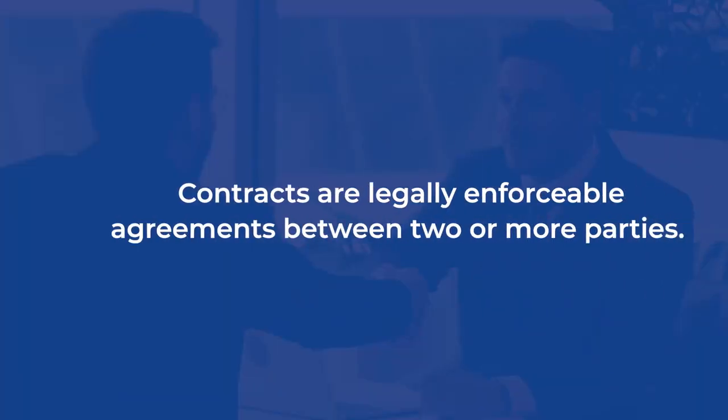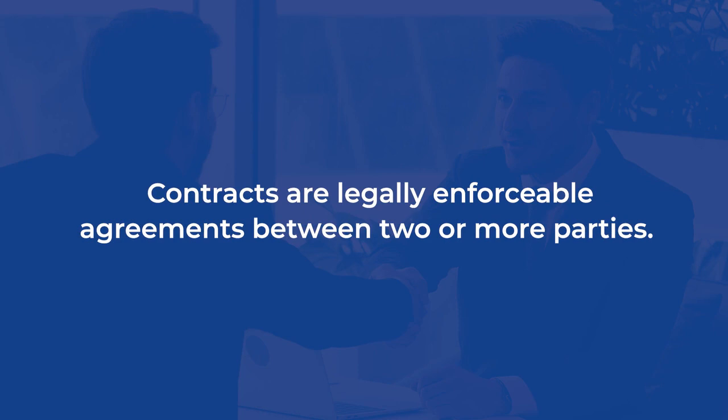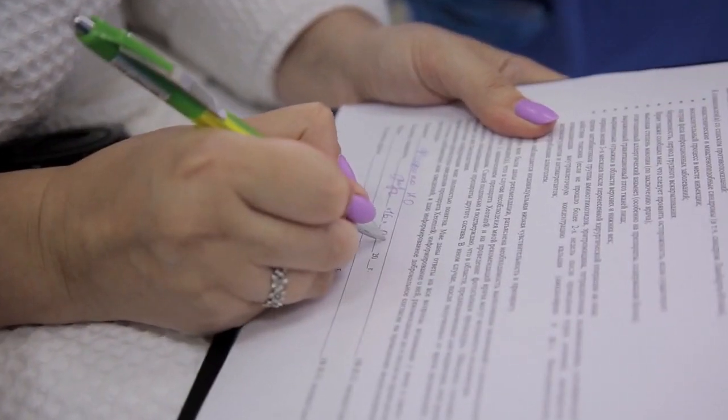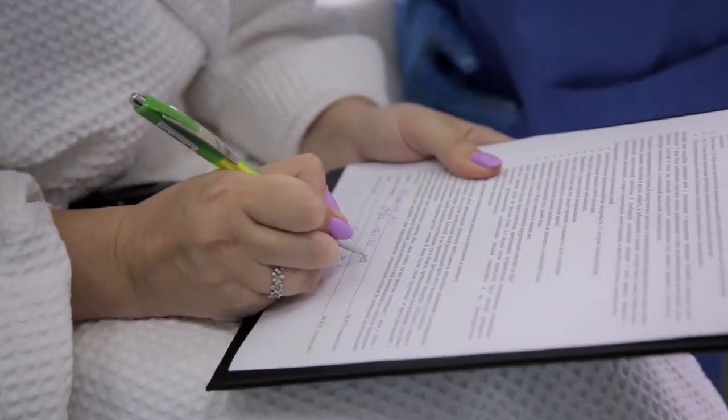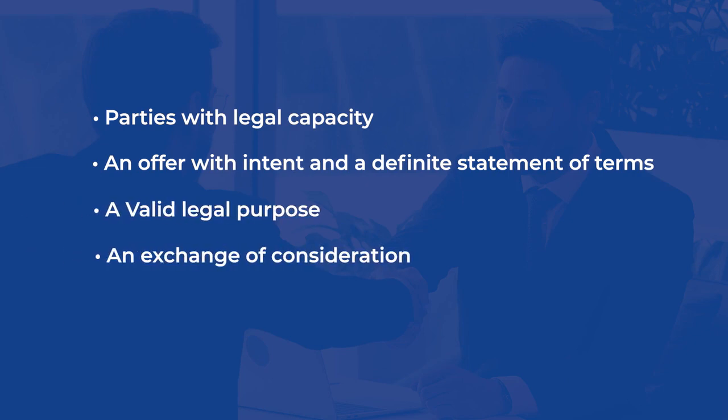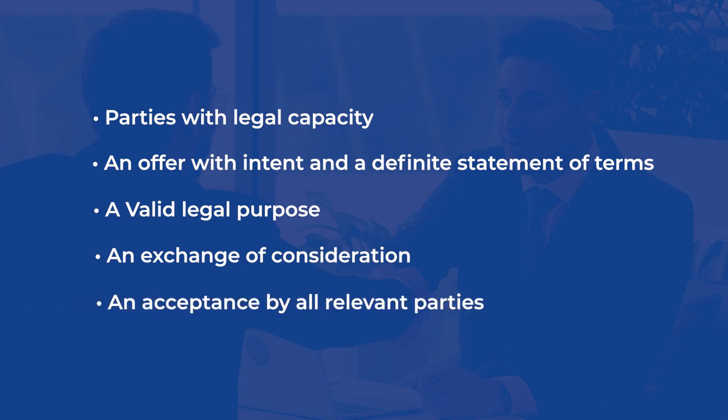At their most basic level, contracts are legally enforceable agreements between two or more parties. They come in two general forms, written and oral. Written contracts are superior to oral contracts because written contracts have a greater degree of certainty than oral contracts. To be valid and enforceable, contracts must have certain minimum requirements including parties with legal capacity, an offer with intent and a definite statement of terms, a valid legal purpose, an exchange of consideration, and an acceptance by all relevant parties. We also looked at when a contract can be unenforceable.